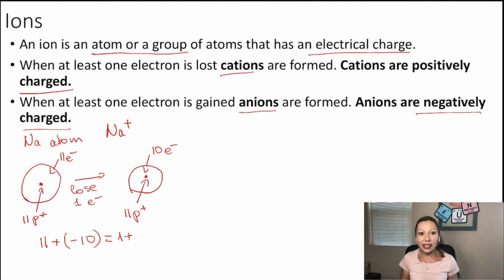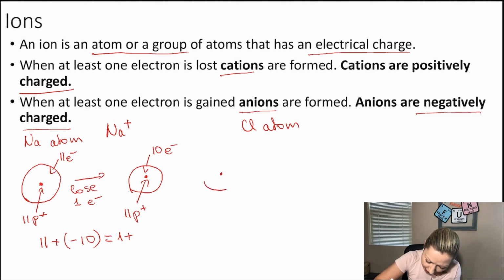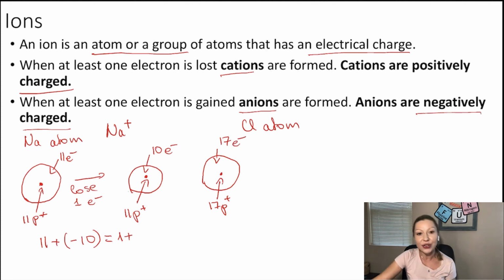Okay, let's take a look at another example. Let's start with the chlorine atom. Chlorine has 17 protons and 17 electrons when it's neutral. So I said 17 protons and 17 electrons. Chlorine likes to gain electrons.